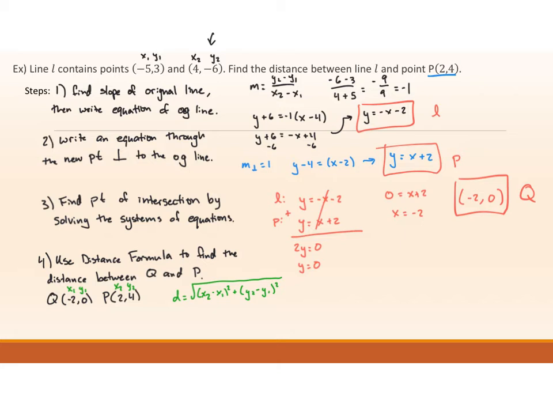So I have (2 plus 2) squared plus (4 minus 0) squared, which is going to give me 4 squared plus 4 squared, which is going to equal the square root of 32. Now we can't just leave it like that. Always reduce and simplify your radical, which means the distance is 4 square root 2. This is our final answer. The distance between line L and point P is 4 square root 2 units.